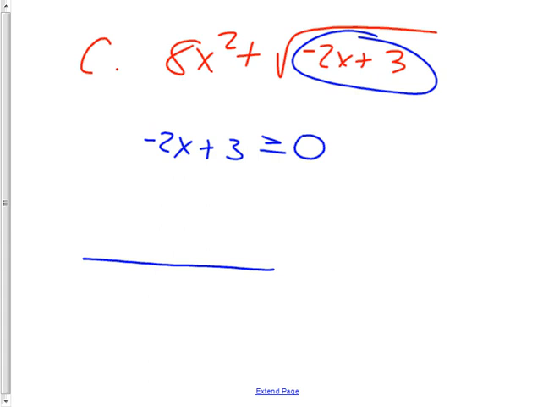Then you'll have your number line, and you put your special point on the number line, which will work because it says or equal to. So I'll let you figure out what that point is, and then test on both sides of it. See which side actually works. And then you'll know your answer.